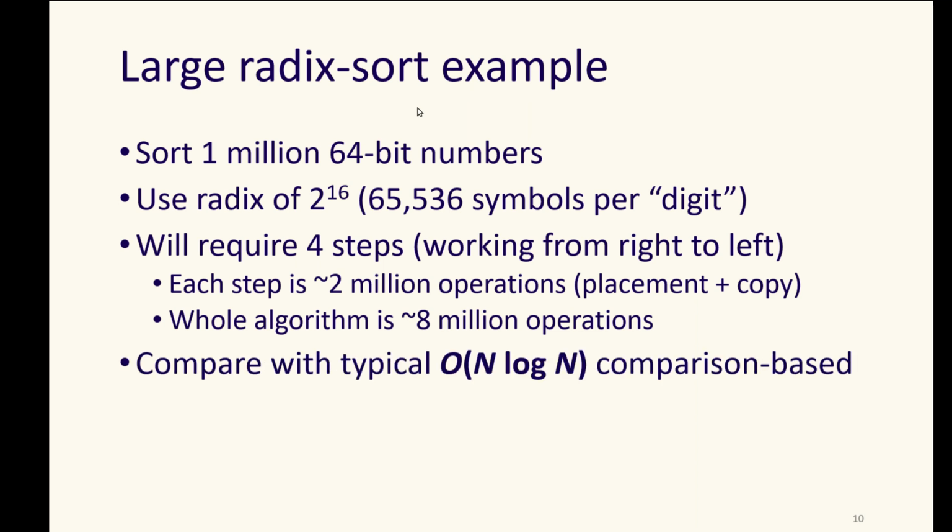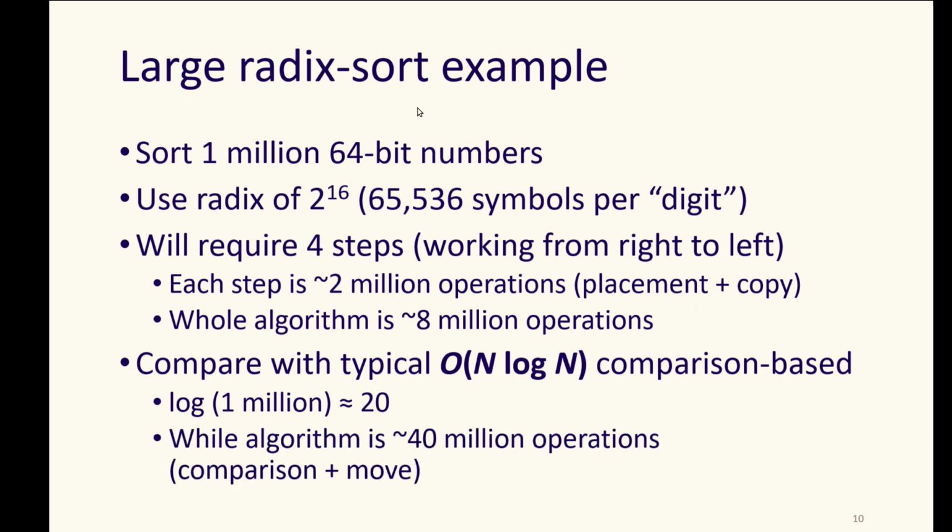If we compare that to our typical n log n behavior, then the log part, log of 1 million, will be about 20, but the whole operation is about 40 million operations to do both the comparisons and the moves. Those are the 2 steps we have to do, for example, for merge sort or quick sort or that kind of thing. And so we will end up with a much bigger number of operations, 40 million operations, compared to Radix Sort's 8 million operations.